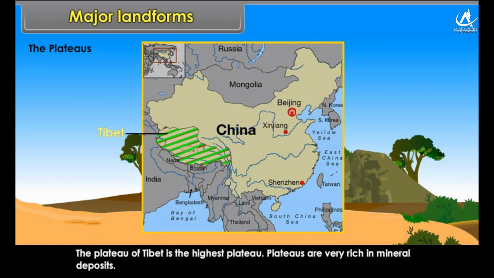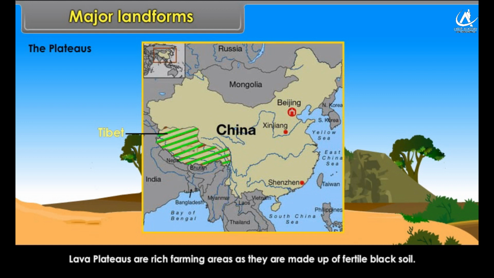Plateaus are very rich in mineral deposits. Lava plateaus are rich farming areas as they are made up of fertile black soil.